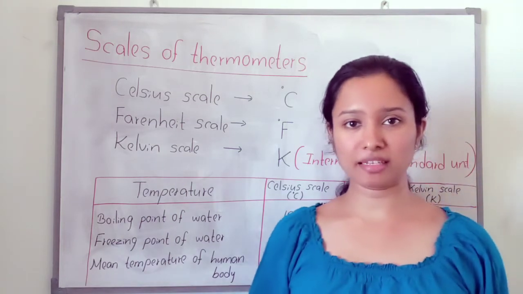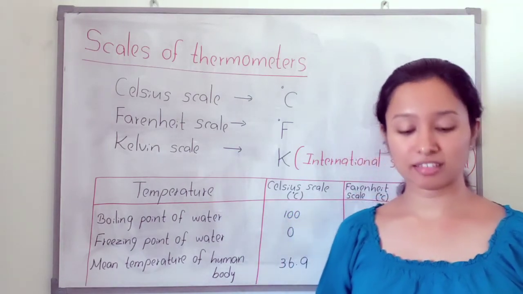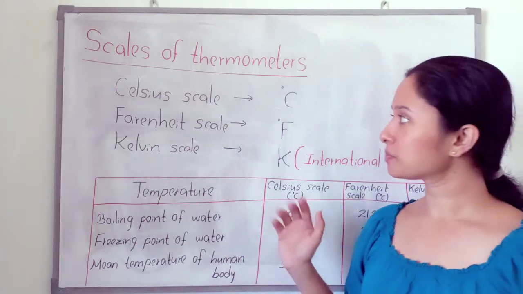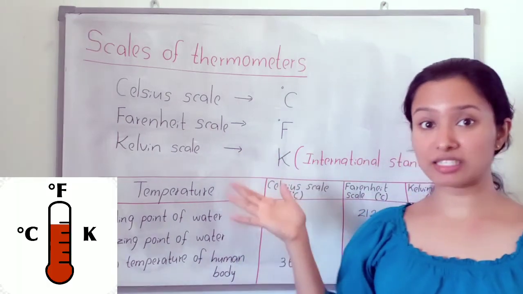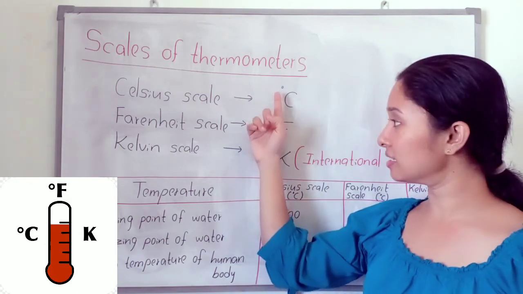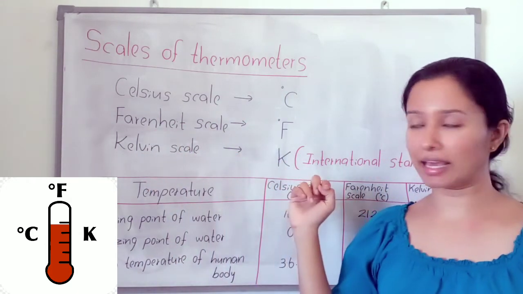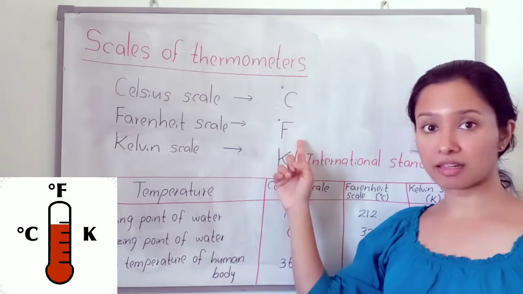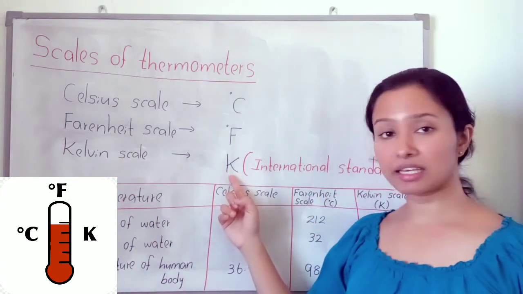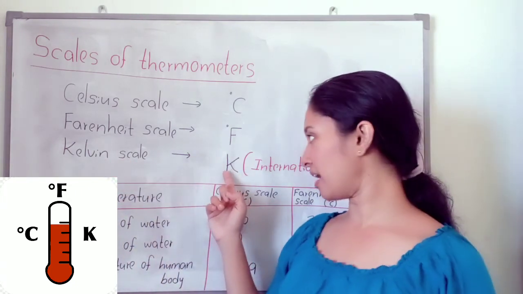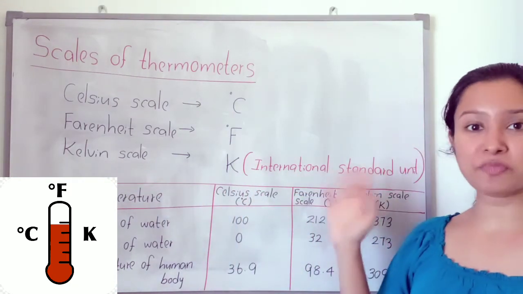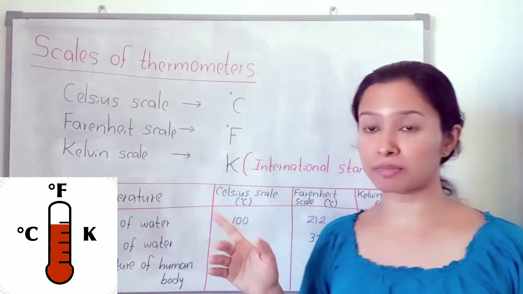Scales of thermometers. There are several types of scales used in measuring temperature. The Celsius scale, you know the Celsius scale. The unit is capital C, and we have to put a degree sign here. Then the Fahrenheit scale. The unit is capital F, with the degree sign here. Then the Kelvin scale, only capital K. The unit is capital K. The Kelvin scale is the international standard unit of measuring temperature. So you have to remember that.